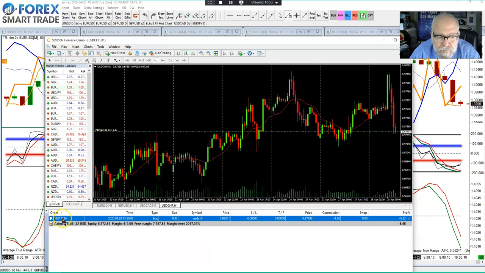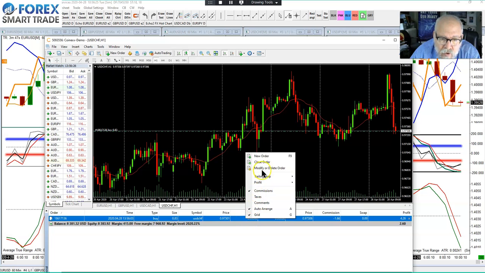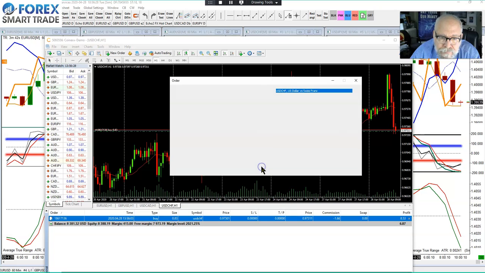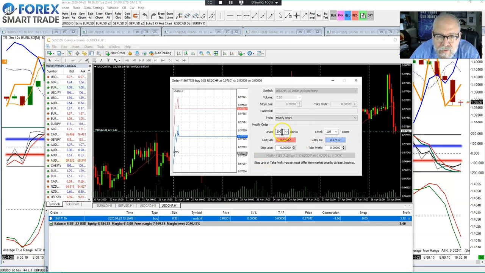So I've got order number, time, what I did, lot size, the pair, what price I got in at, and stop loss and take profit are 0, 0. So I need to set that. To set it, I just right click anywhere along that line, go to modify, and I'm going to tell it the parameters that I want.